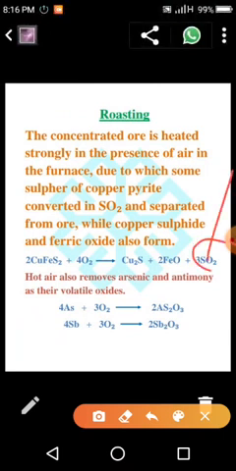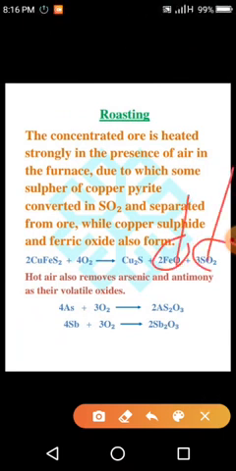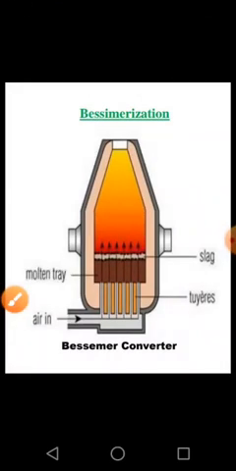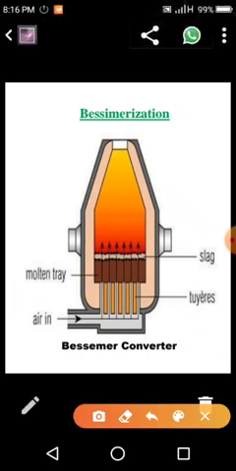Sulfur dioxide has been removed, ferric oxide has been removed. Now we have to remove the sulfur to obtain copper. We are moving towards removing sulfur. The furnace that is used for the next process is known as the Bessemer converter, and the process in that container is known as Bessemerization.